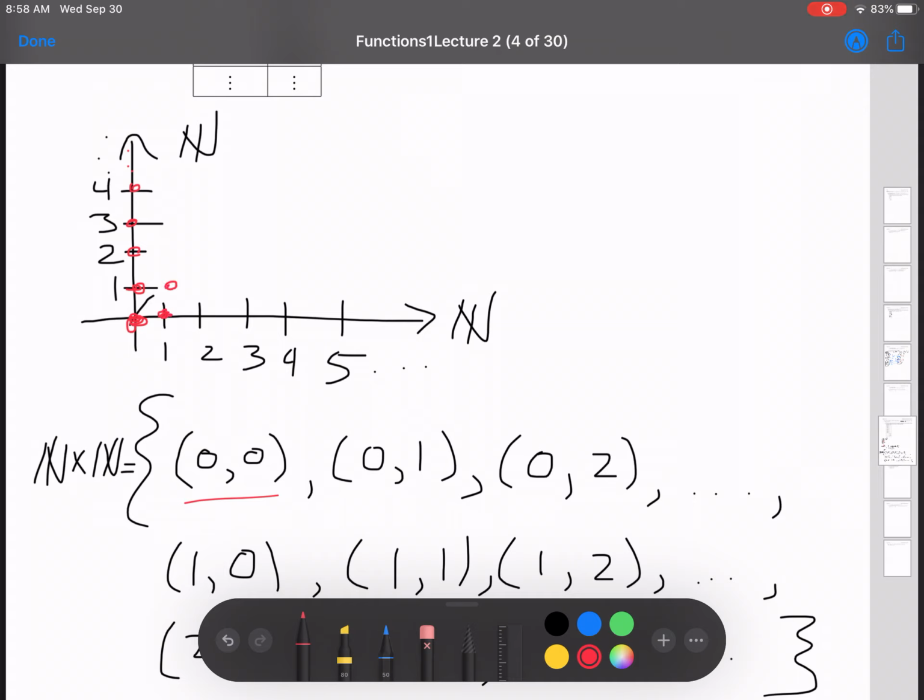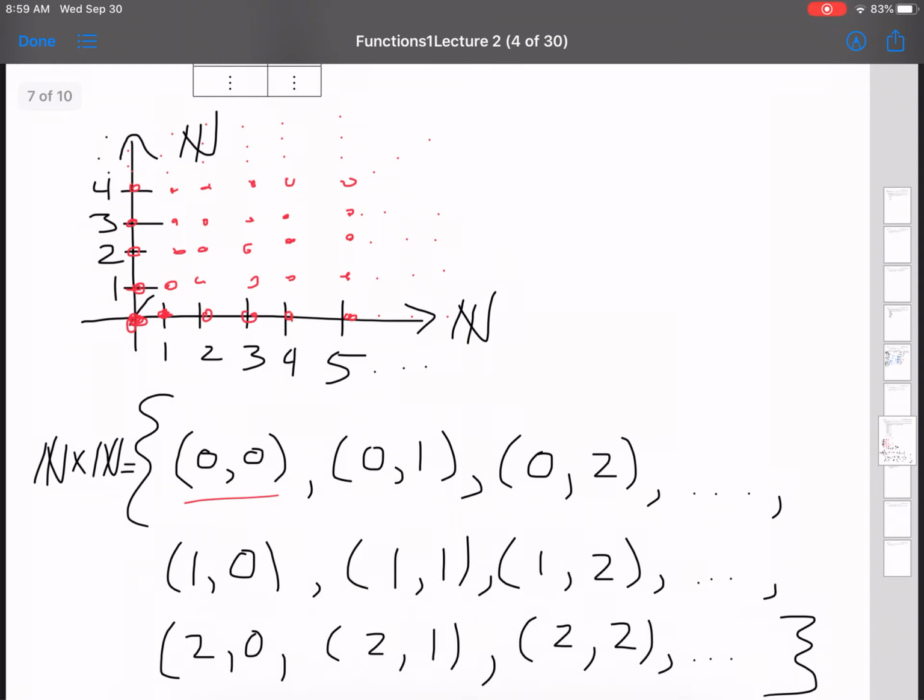Let's see, 1, 0. 1, 1. 1, 2. 1, 3. 1, 4. Dot, dot, dot. And this just keeps going in all directions. Well, I guess over to the right and up. Okay, all right, so you might call that a lattice. So that's N cross N.